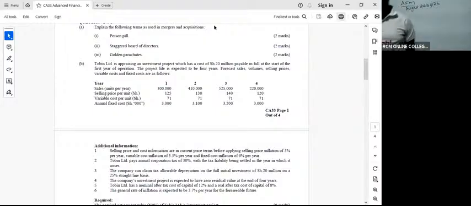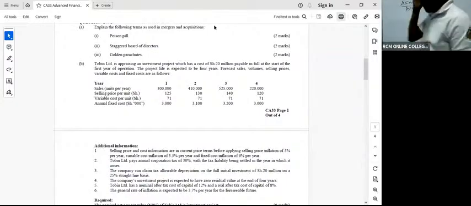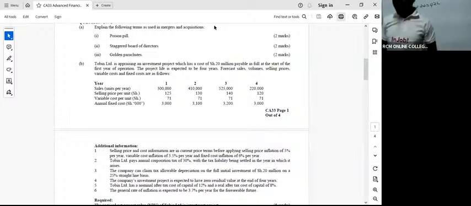Limited is appraising an investment project which has a cost of 20 million shillings payable in full at the start of the first year of operation. The project life is expected to be 4 years. Forecast sales, volumes, selling prices, variable costs, and fixed costs are as follows. So we have year 1, year 2, year 3, year 4, sales units per year, selling price per unit, variable cost per unit, annual fixed cost.